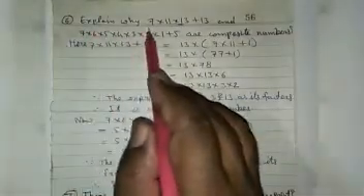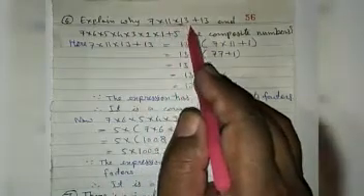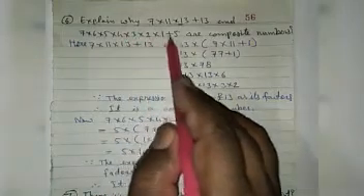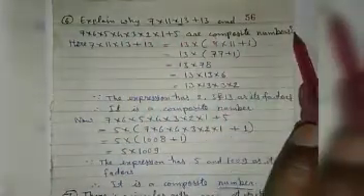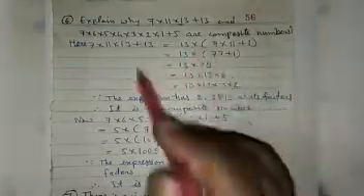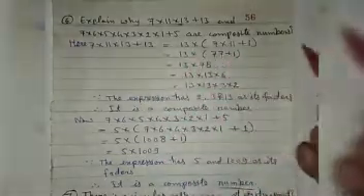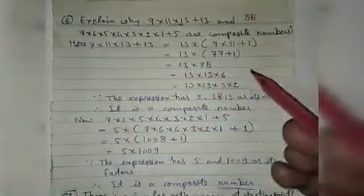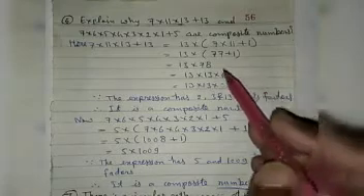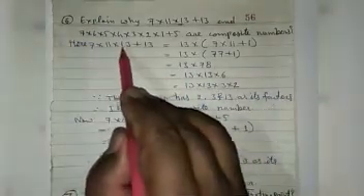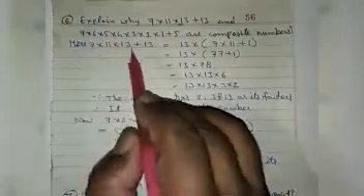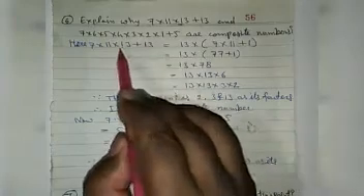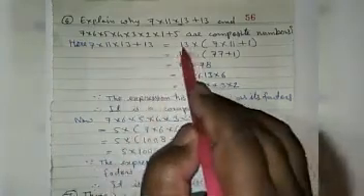In question 6, explain why 7 into 11 into 13 plus 13 and 7 into 6 into 5 into 4 into 3 into 2 into 1 plus 5 are composite numbers. So here you have to show the reason why it is a composite number. So for this you have to convert it in the form of composite number or prime factorization form. 7 into 11 into 13 plus 13. Here is two types of terms which is separated by plus sign. So here 13 is common in both the terms. So 13 should be taken as common.